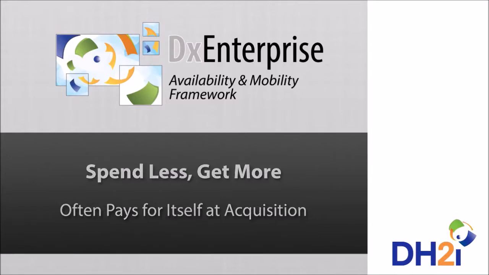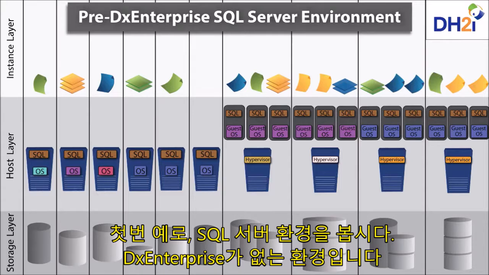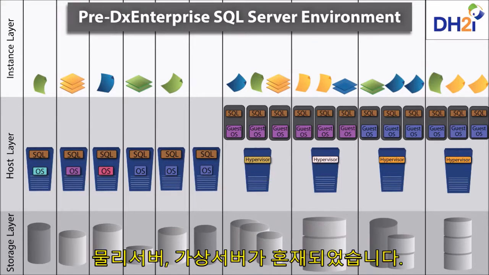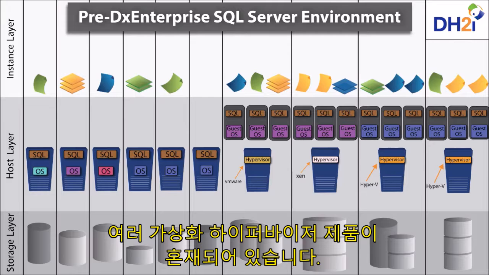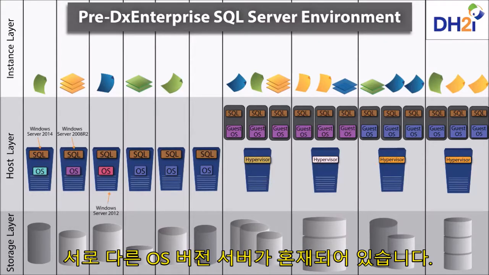But first, let's take a look at an example SQL Server environment before DxEnterprise. It might look something like yours. Your host may be all physical, all virtual, or a mix, which we've shown here. You can even have a mix of different hypervisor vendors. Your host could be running a number of different OS versions.